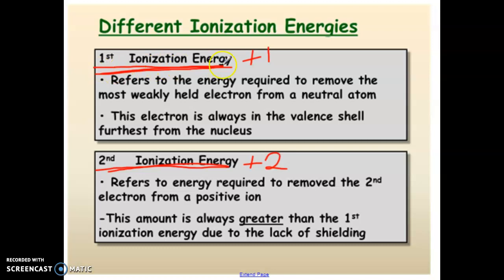So the first ionization energy refers to the energy required to remove the most weakly held electron from the neutral atom, which is always in the valence shell. So anytime you are removing electrons, we are always discussing the valence shell. You're never going to remove the ones on the inner orbitals.